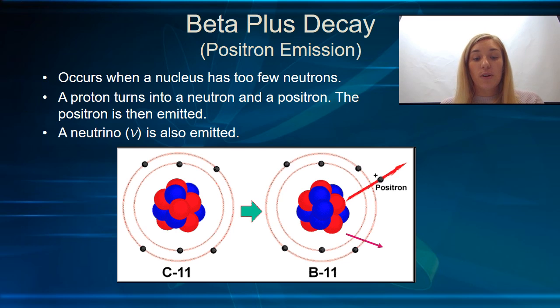So you can see here we've got carbon 11 turning into boron 11, and so we still have the same number of nucleons in the nucleus, but the proton in the nucleus has turned into a neutron, so we've lost a proton, so that's why it's turned from carbon to boron. And then the positron, the little plus electron, has been emitted, and the extra energy for the neutrino has also been emitted.